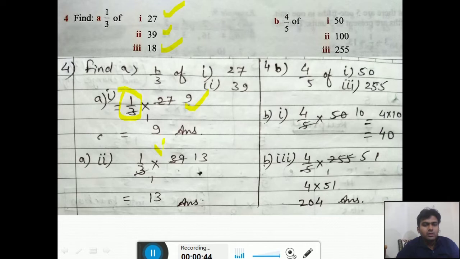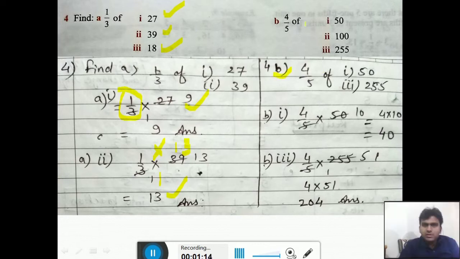So we can cut this 3 with 39. 3 1s are 3, and here 39 we can divide by 3. So we will get 3 1s are 3 and 3 13s are 39, equals 13. So here we got in the numerator 1 and 13, and the denominator only 1. So 1 into 13 is equal to what? 13 only.